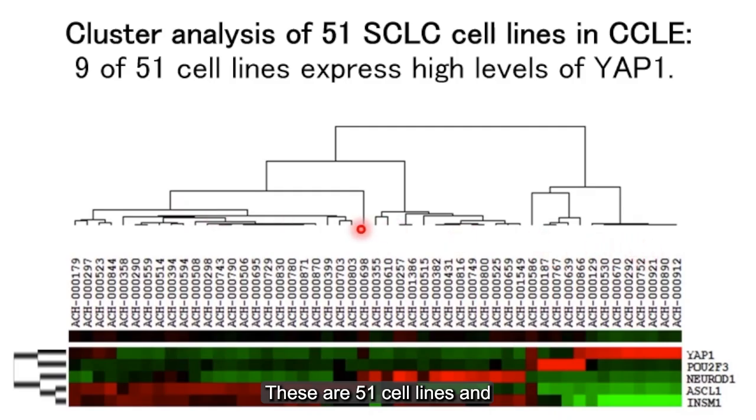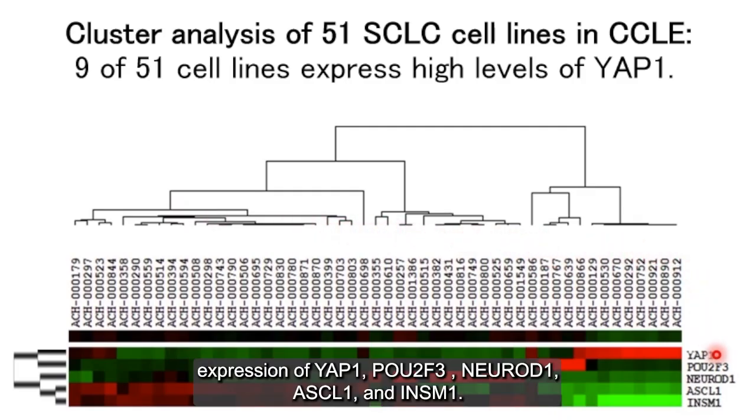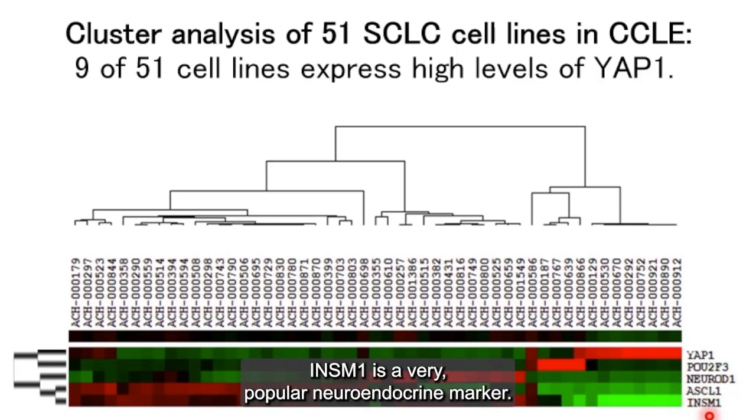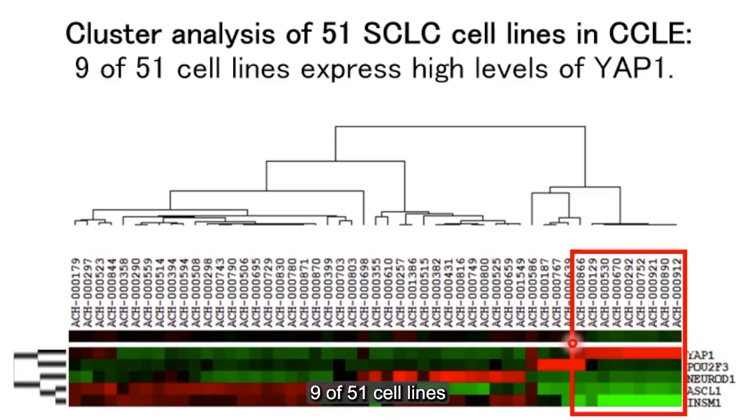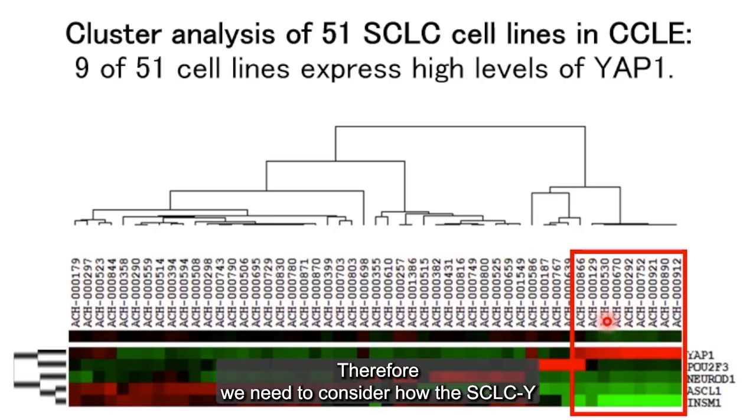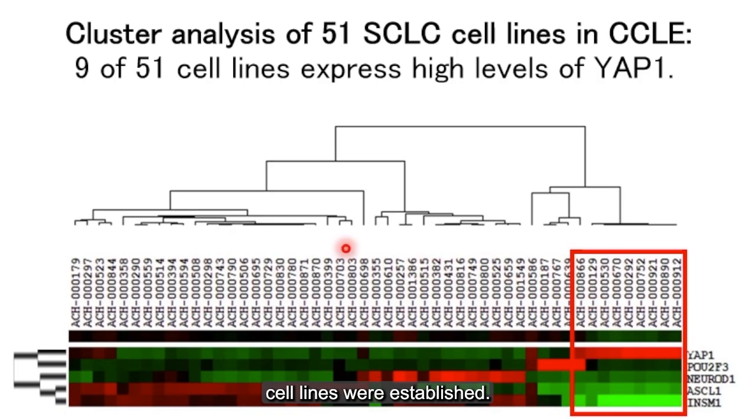These are the expressions of YAP1, POU2F3, NeuroD1, ASCL1, and INSM1 in 51 cell lines. INSM1 is a very popular neuroendocrine marker. And among 51 SCLC cell lines in the Cancer Cell Line Encyclopedia, at least 18%, 9 of 51 cell lines, show high expression of the YAP1 gene. So SCLC-Y is present in cell lines, but not in primary tumors. Therefore, we need to consider how the SCLC-Y cell lines were established.